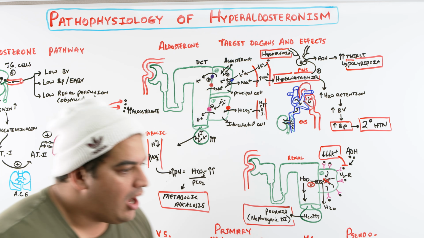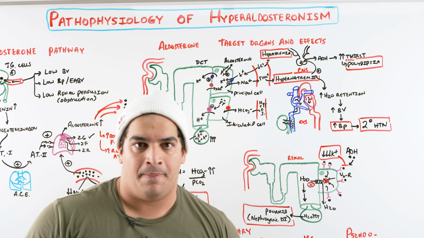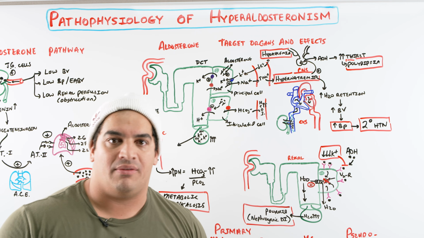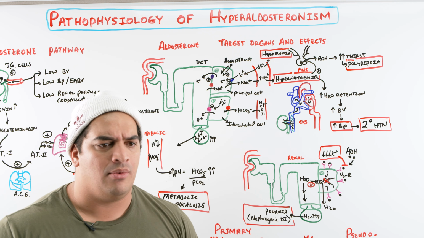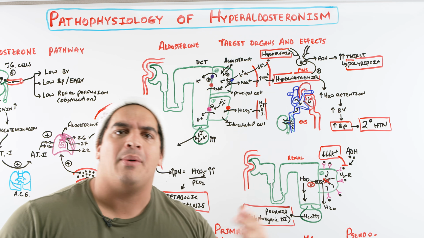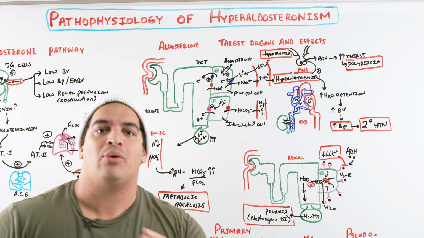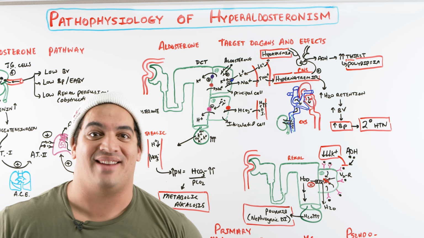So the question then comes, if you have a patient who has these particular features of hyperaldosteronism, what's it coming from? How do I know if it's coming from the adrenal cortex, and how do I know if it's coming from the increased renin-angiotensin-aldosterone system?